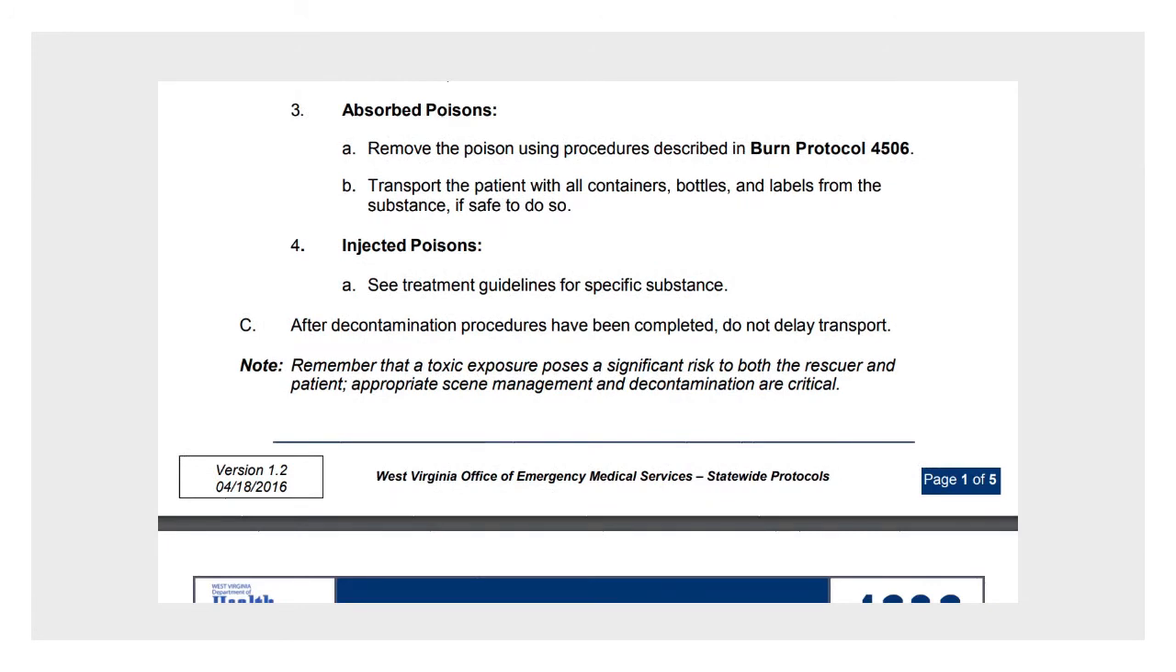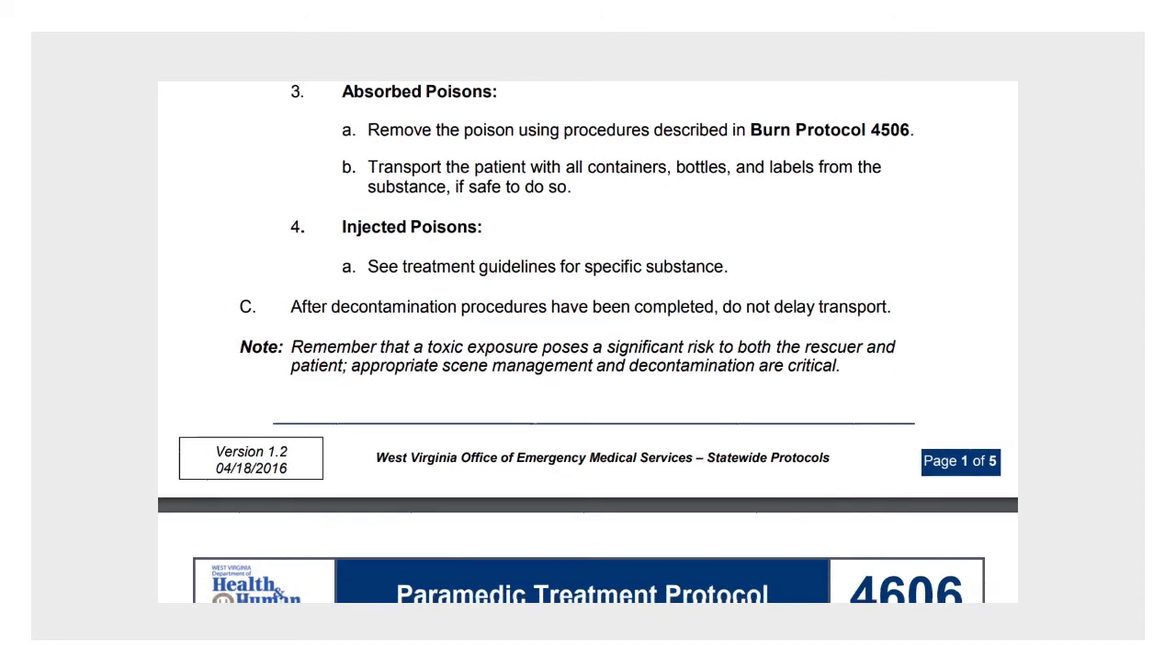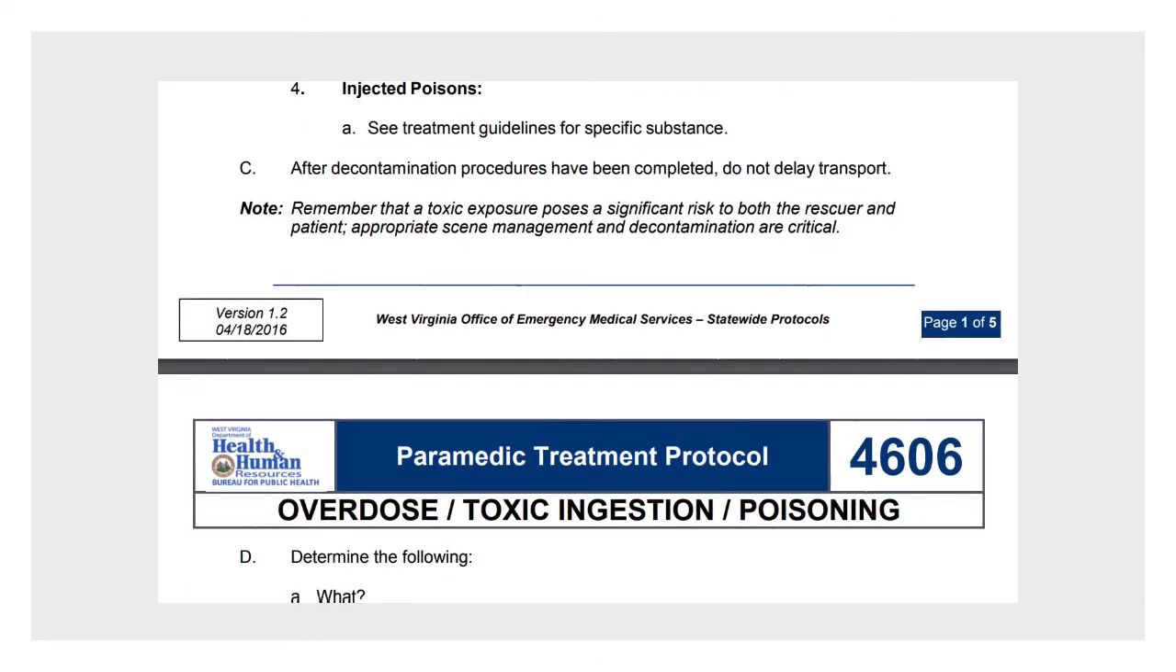Absorbed poisons: remove the poison using procedures in the burn protocols. If there's something powdery on them, brush it off of them. Mostly everything else, the solution to pollution is dilution. So for anything that's absorbed, brush off the big stuff, heavily dilute them, and have them be decontaminated before you transport them. Anything injected, if they've shot up a bunch of heroin, take the needle out. If there's anything still stuck in them that you can safely remove, do so. But don't get these patients decontaminated if it is something severe.